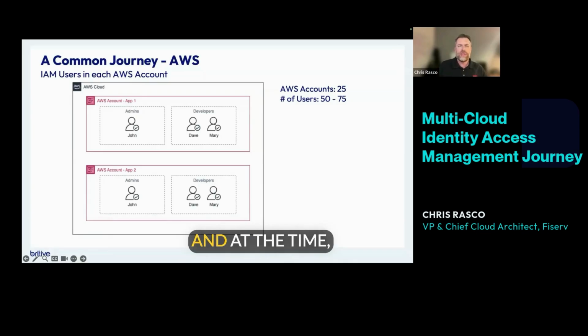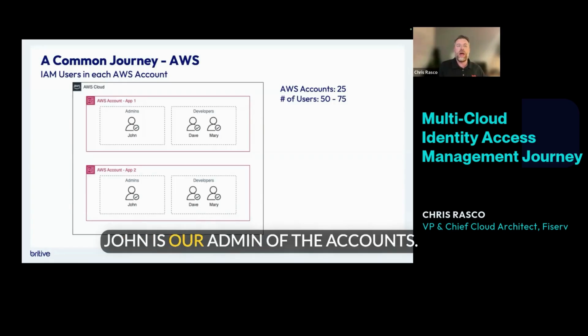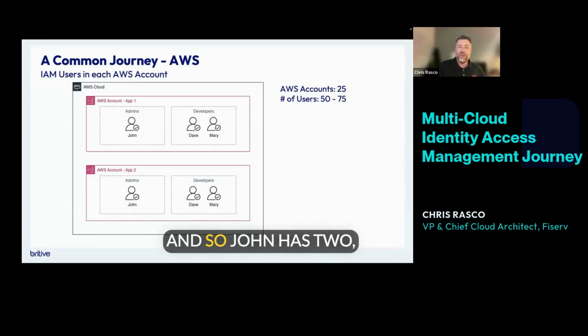AWS accounts. At the time, we would have a non-production account for an application, but we'd also have a production one. So this view that you're seeing right here might encompass just a single application. But within each of those, each user that was working in the account would have their own identity set up as an IAM user. So in this case, John is our admin of the accounts, and John has two user principals.